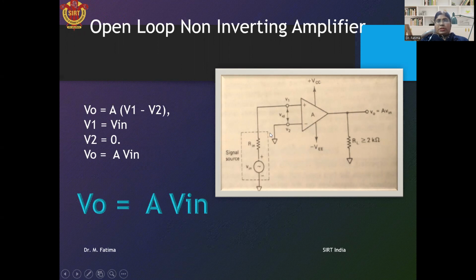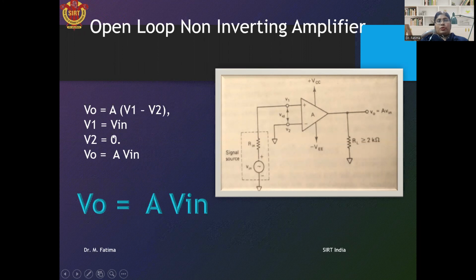So V1 is equal to the input voltage Vin. We know that the output voltage is equal to A multiplied by (V1 minus V2). V1 is this voltage and V2 is this voltage, and A is the open loop gain of the op-amp. Now V1 is equal to Vin and V2 is equal to 0 since it is grounded.